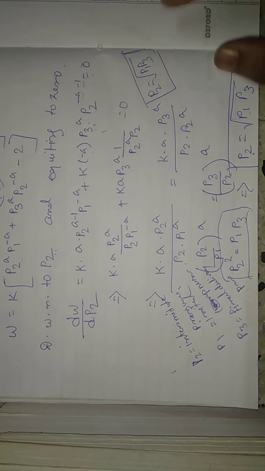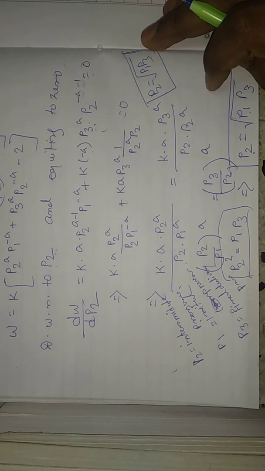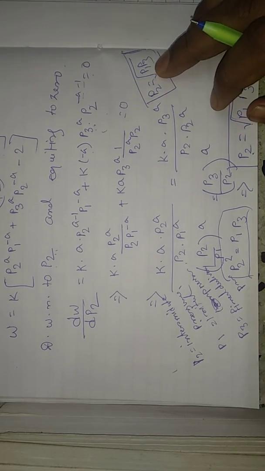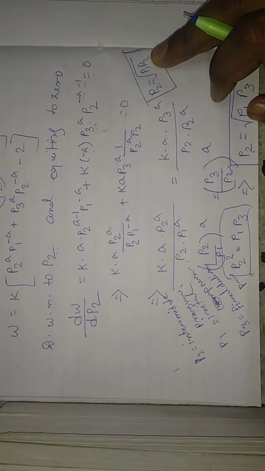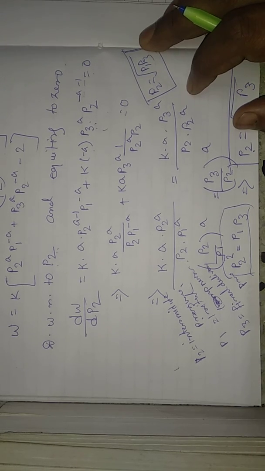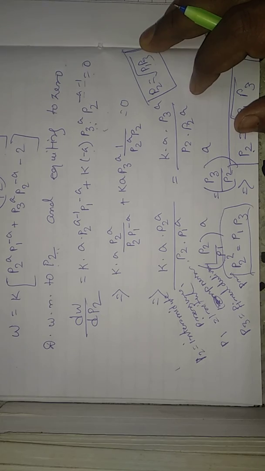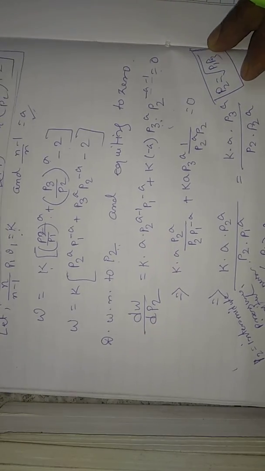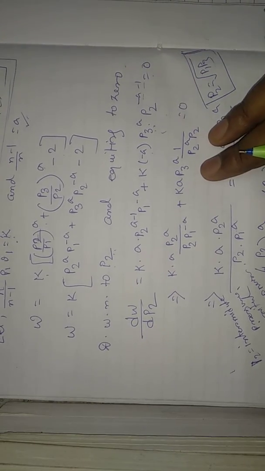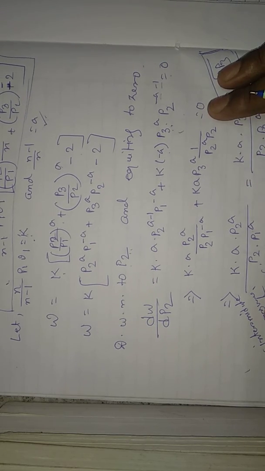So P2 should be under root of P1 P3, that is, intermediate pressure is the square root of initial pressure into final delivery pressure. This is the condition to get the maximum efficiency. Okay, so go through the study material or the lecture video also.